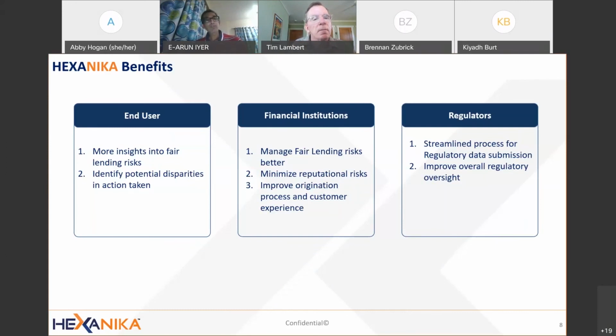The end objective would be for the bank to identify potential areas to improve their experience and how that would help them overall reduce their fair lending risk. And of course, the regulator, by being able to look at this added dimension, gets better governance and improved overall regulatory oversight over this process.